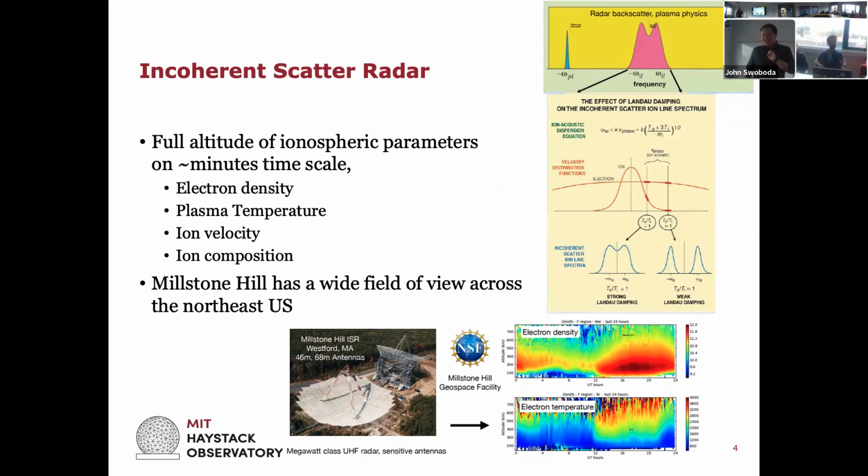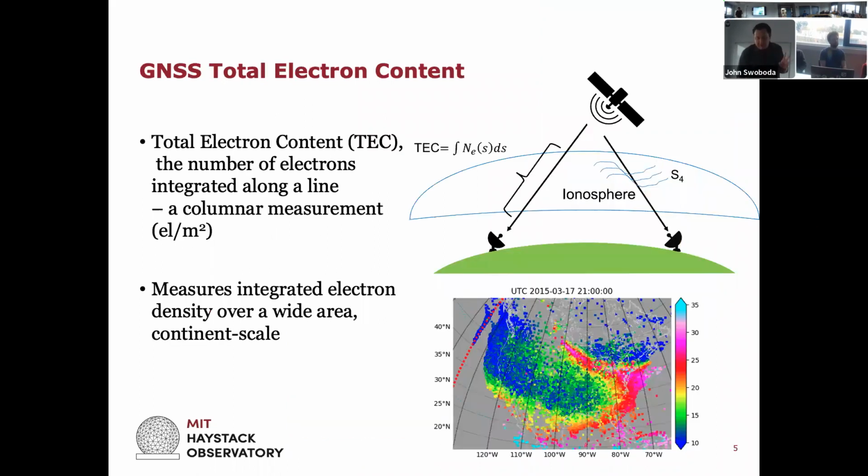So the other major type of sensor network we're using is more of a global or continental scale measurement, whereas the incoherent scatter is much more of a local measurement. You have a single remote sensor looking up into the sky and trying to pull in as much information as it can. The other measurement I'm going to talk about is GPS TEC.